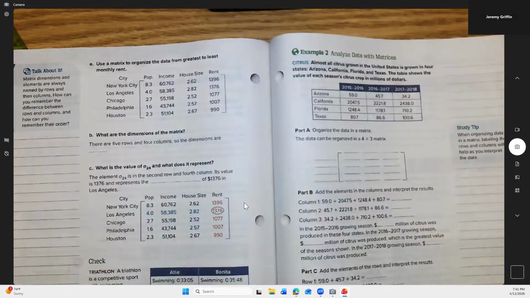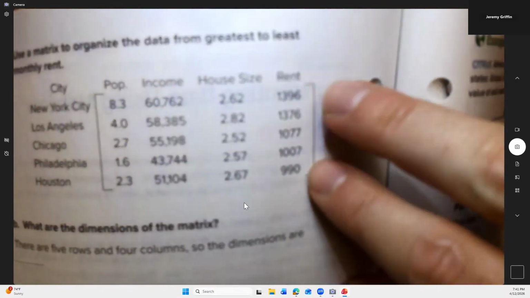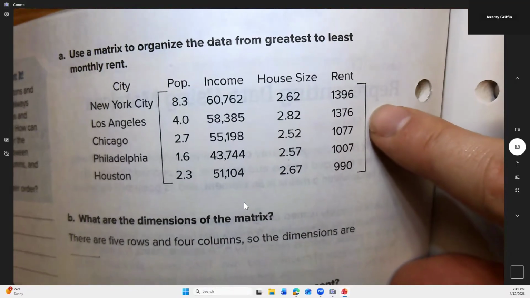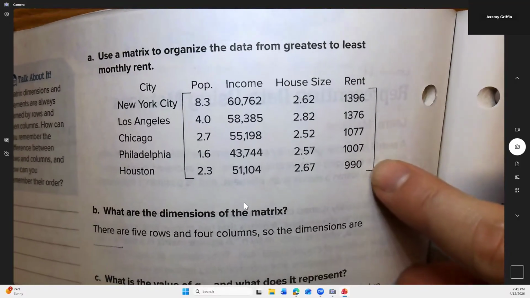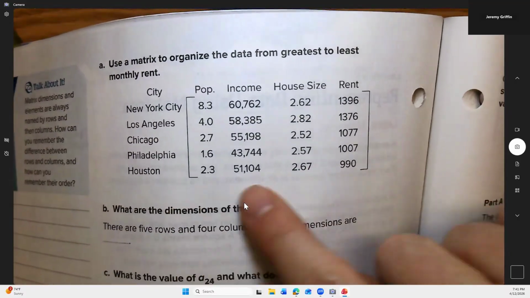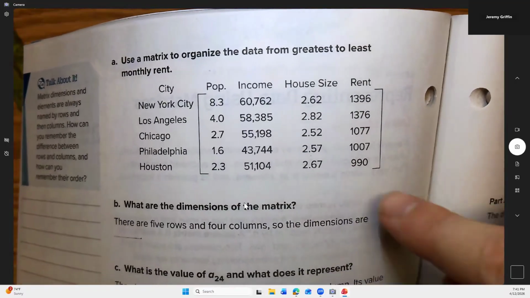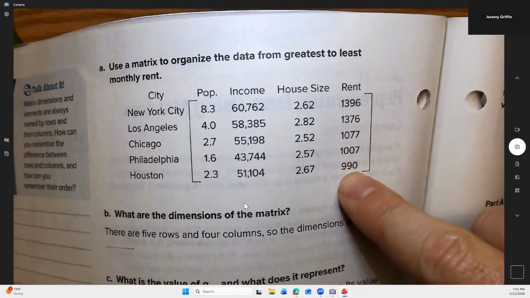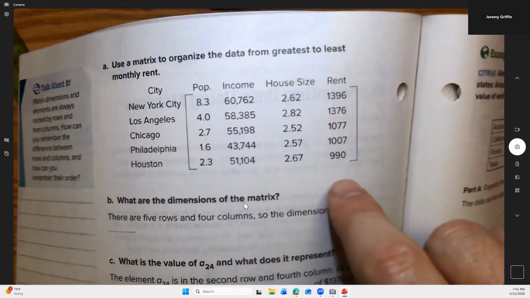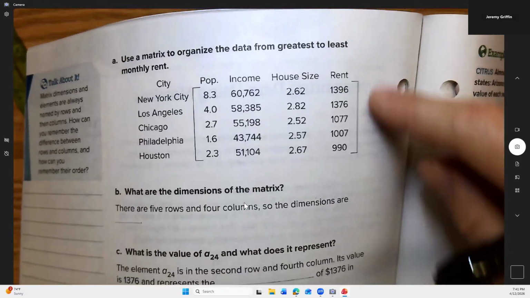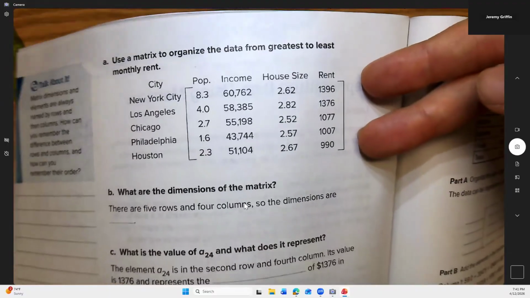I was going to rearrange these rows, but I don't have to because it's already organized from greatest rent to least rent. Now, if that had not been the case, like suppose Houston came out to 1050 for this number, I'd have to take the whole Houston row and bump it up over Philadelphia. But right now it's already answered. You're looking at the answer right there.